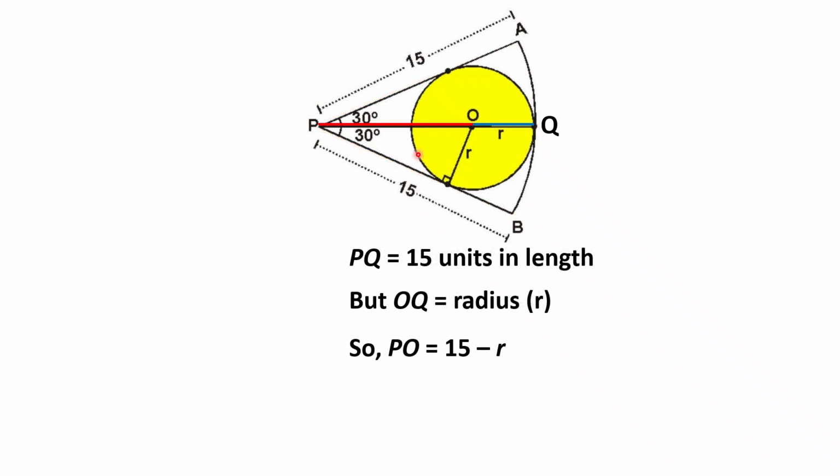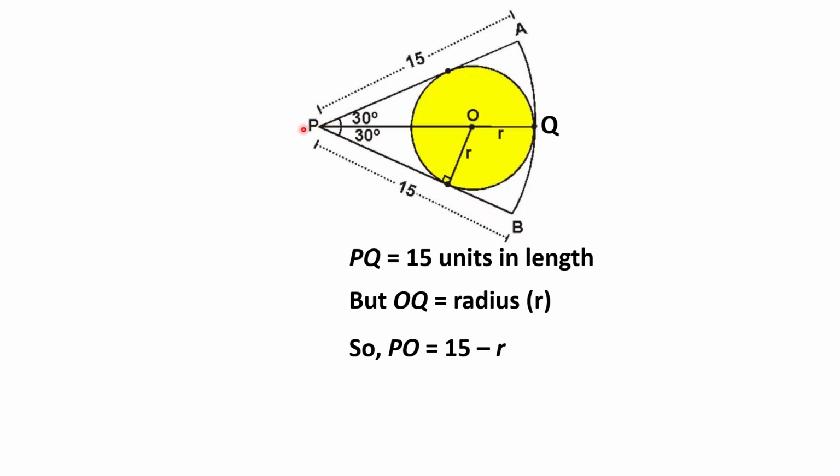Now look at the blinking lines, red and blue. The total PQ, from P to Q, the radius of the arc, is 15 units. The blue line is R, that is the radius of the yellow circle. The total PQ is 15 units, that is the red line plus the blue line. And the blinking blue line is R, the radius of the yellow circle.